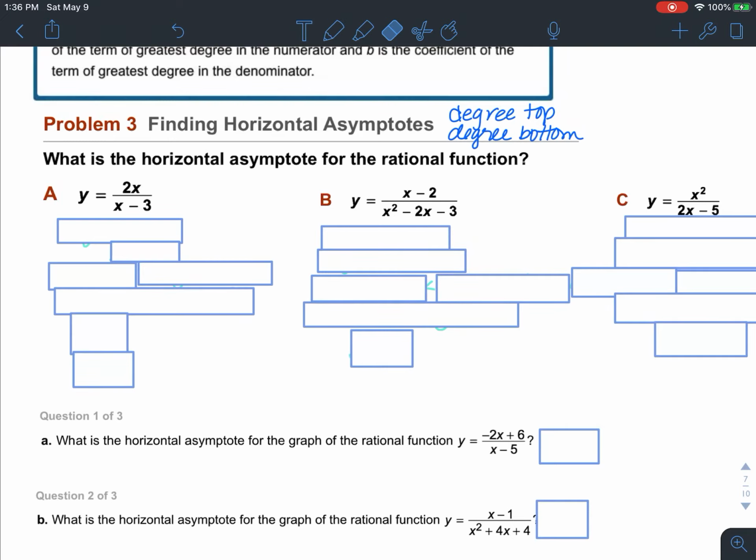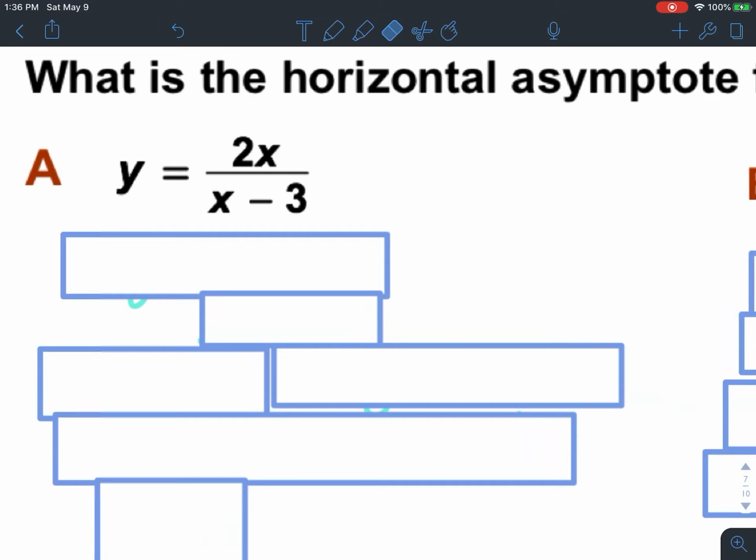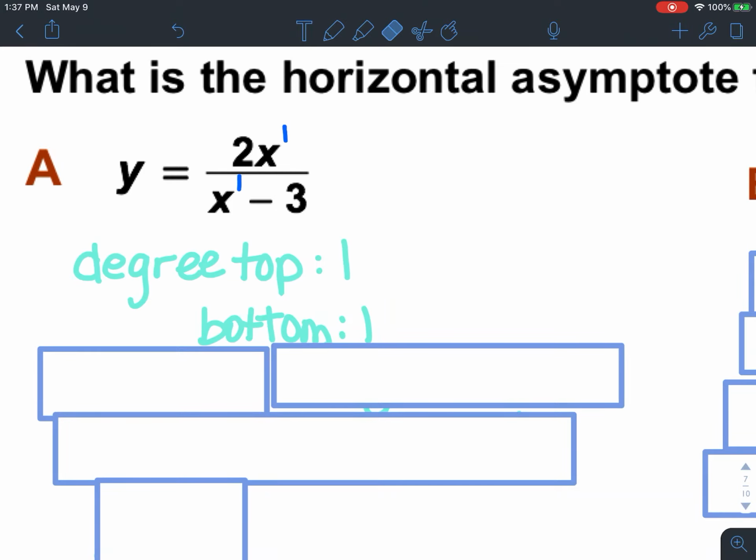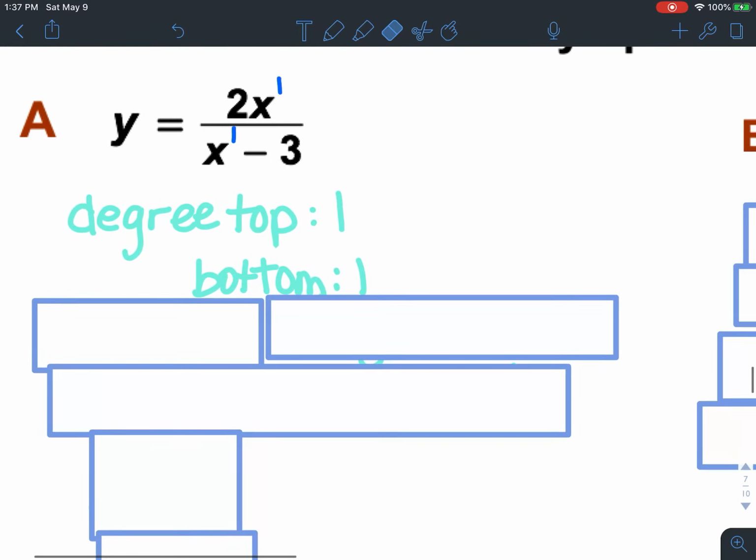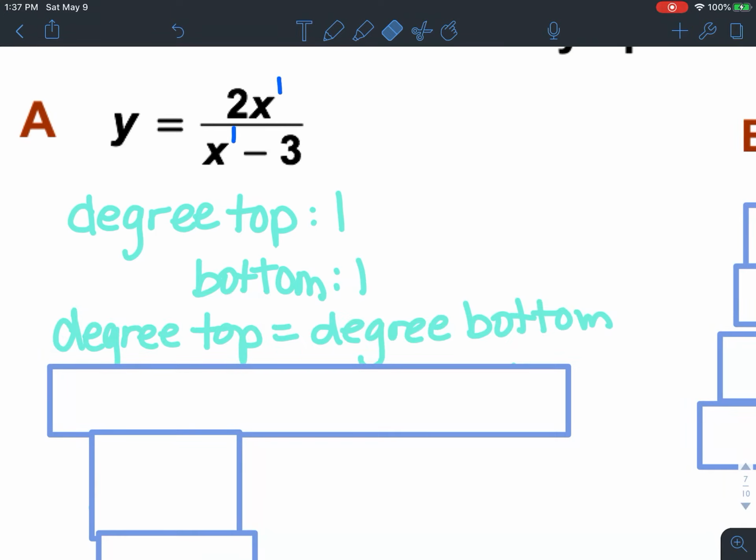Okay, so let's start with this first one. What is the degree of the top? Remember, the degree is the highest exponent. So the degree of the top is 1. The degree of the bottom is 1. So the degree of the top and the degree of the bottom are equal. Fair enough?